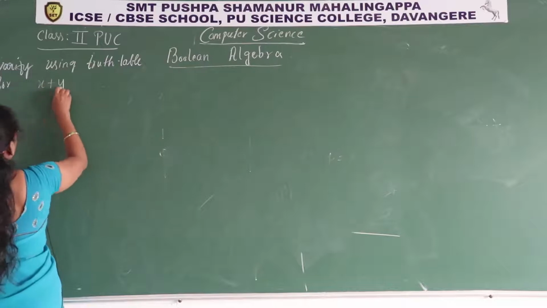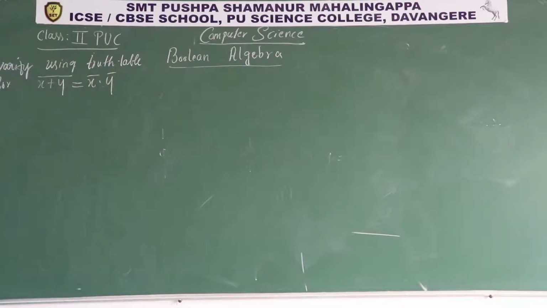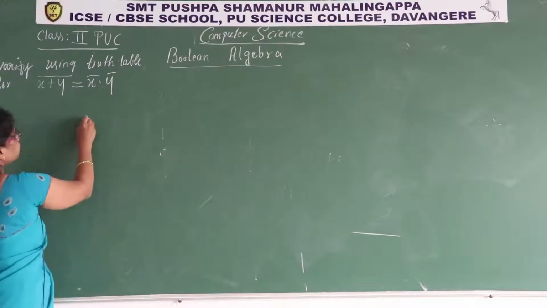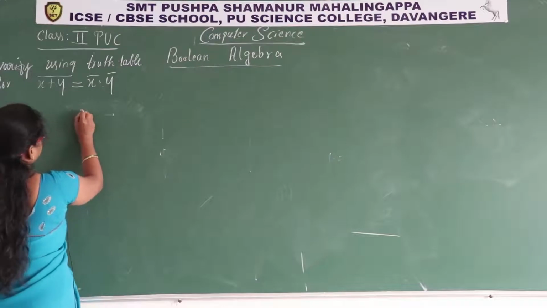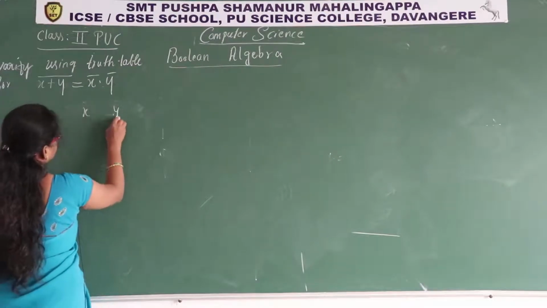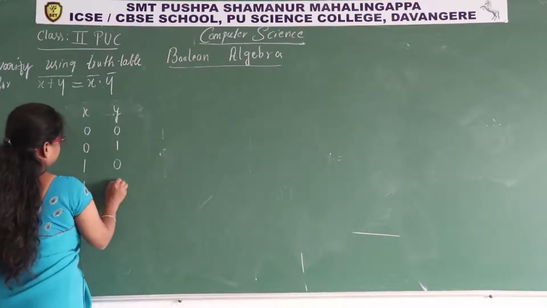X plus y whole bar is equal to x bar into y bar. So let us verify this. Here also 2 variables, x and y. I'll consider x, y: 0 0, 0 1, 1 0, 1 1.